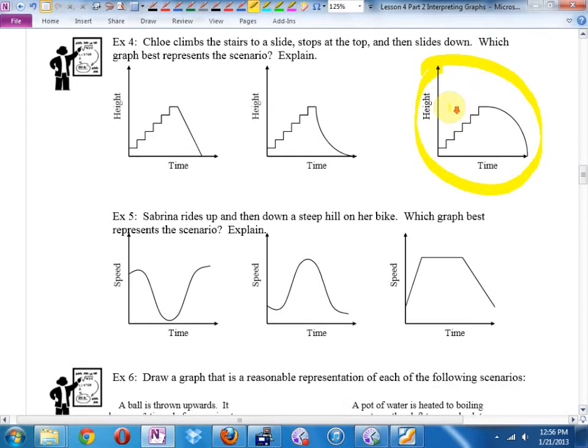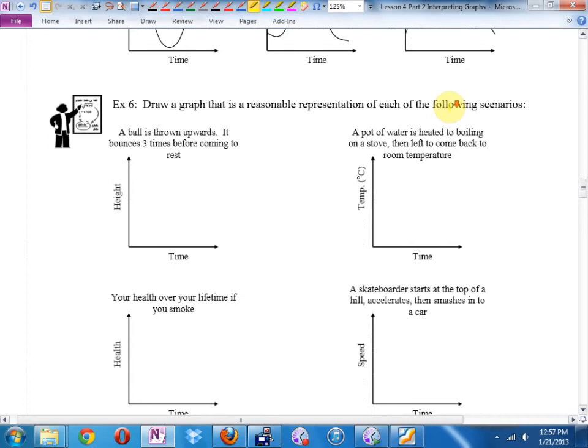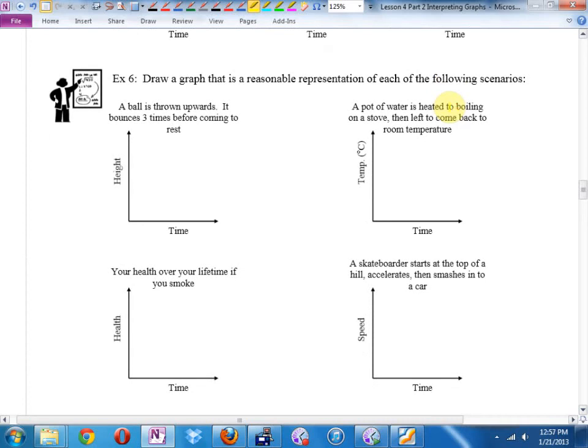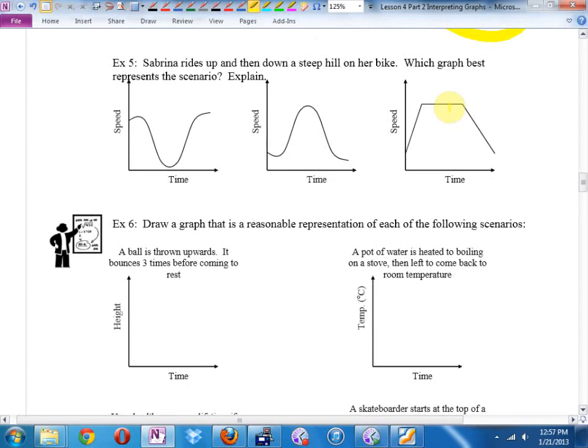Example 5. I think this is it. Yes, good. Oh, sorry, I skipped example 5. Sabrina rides up and down a steep hill on your bike. Which graph best represents speed versus time? Go ahead. 2, convince me.